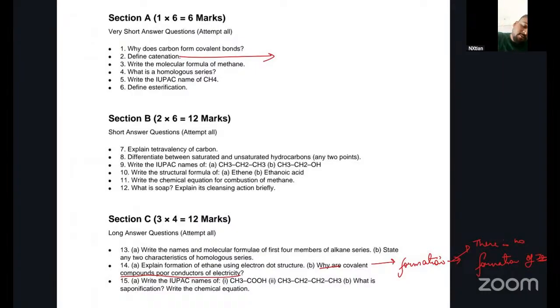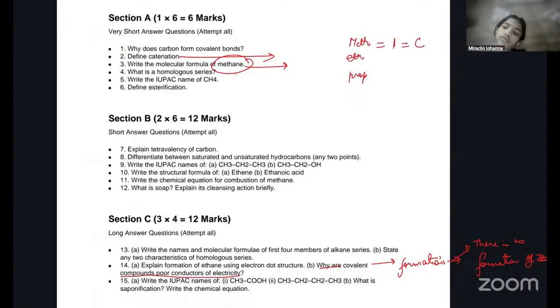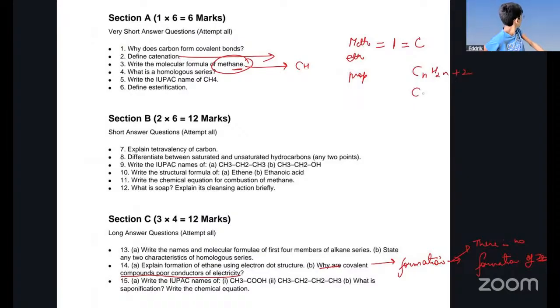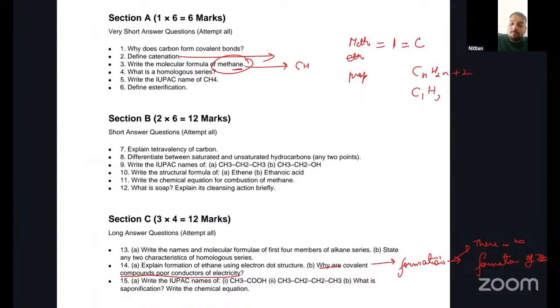What is the molecular formula of methane? Everyone made a lot of mistakes in that. We know meth, eth, prop. Meth stands for one, meaning only one carbon is there. And because it's ane, all bonds are single. So what is the formula? Miraculin just wrote the formula, but you have to write the compound. One carbon: CnH2n+2 gives C1 and H4. So this will be methane.